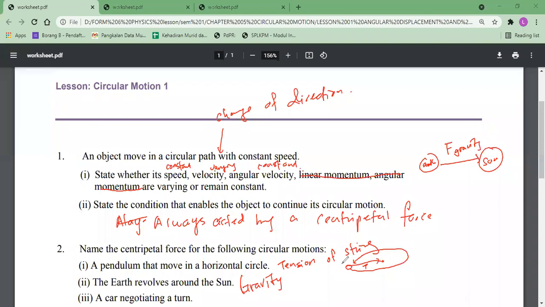And last, a car negotiating a turn. That means that a car is moving without skidding, without losing control. So this means that, as we learned yesterday, that is the friction. Friction between the tire and the road causes a centripetal force which always points to the center of the circle. Okay, next we go to the next question.